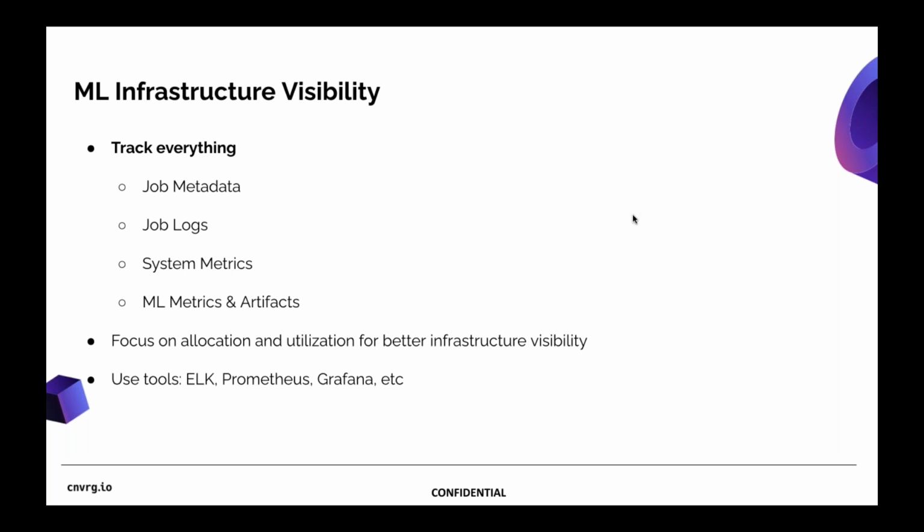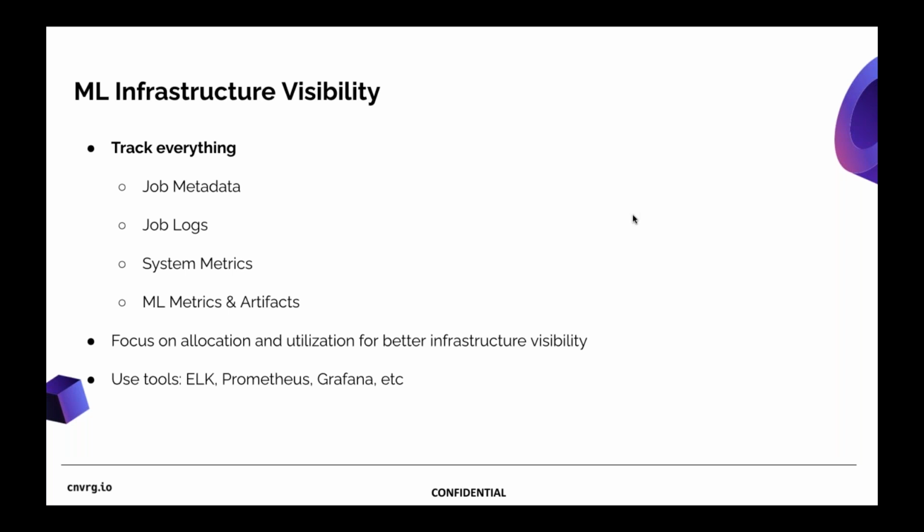You need to track the job metadata, like what container and how many resources the data scientist requested. Also maybe a list of dependencies, network configurations, or data and storage configurations. Also job logs, like what happened in the pod or the container when the data scientist ran this job. System metrics: how much of the GPU is really utilized, really consumed by the user. And also machine learning metrics and artifacts, so model weights, checkpoints, and all those kinds of things.